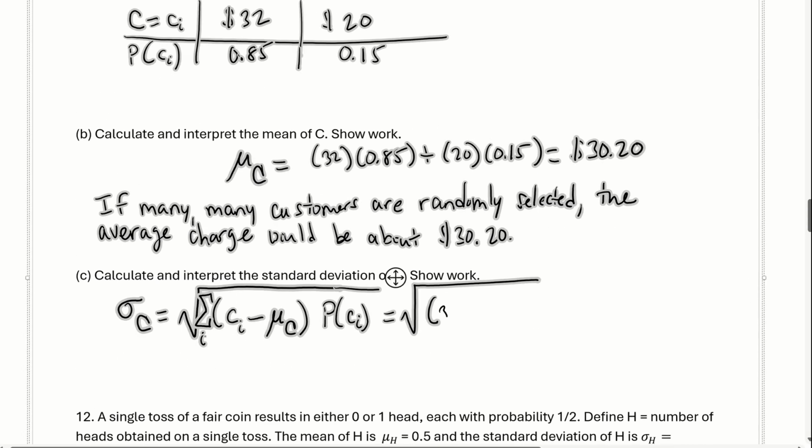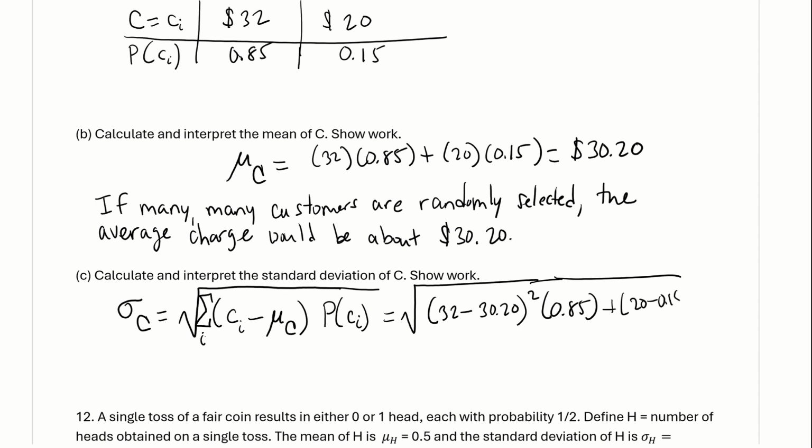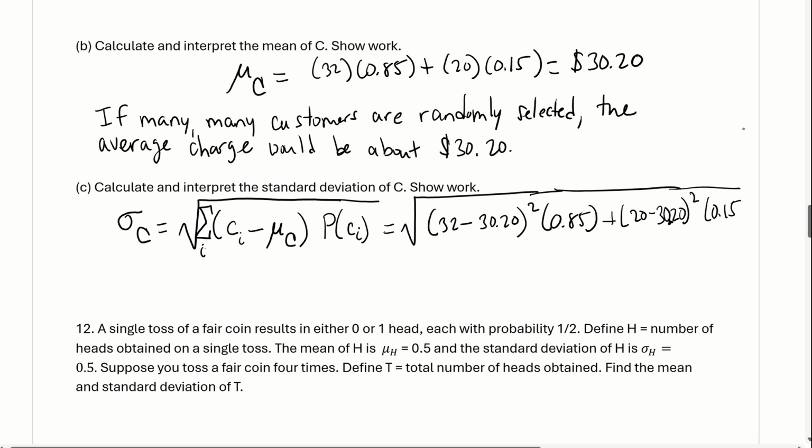So we got 32 minus mu C, which is $30.20, squared, times the probability 0.85, plus 20 minus $30.20, squared, times 0.15. All right, and then we get our answer. So we'll just do that on the calculator. You should get about $4.28.